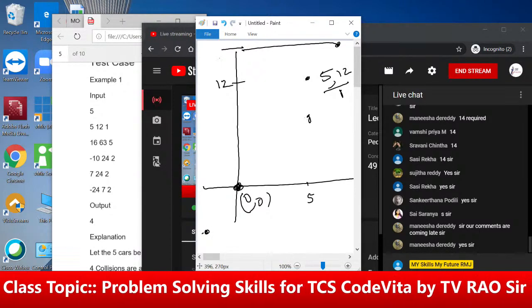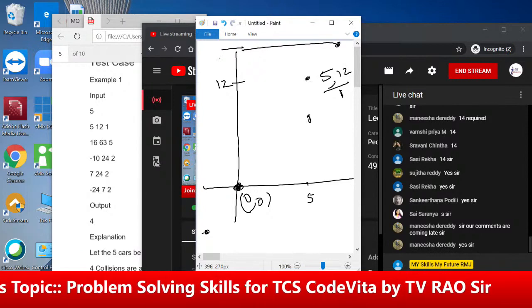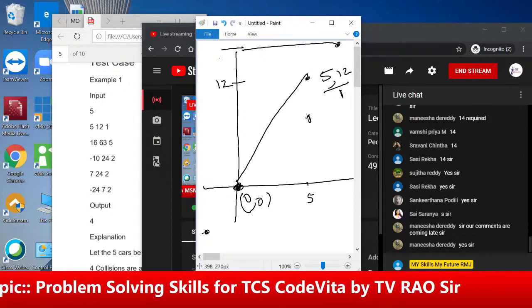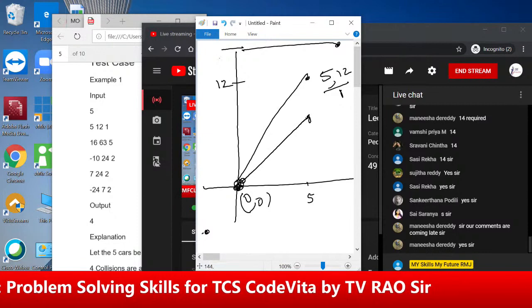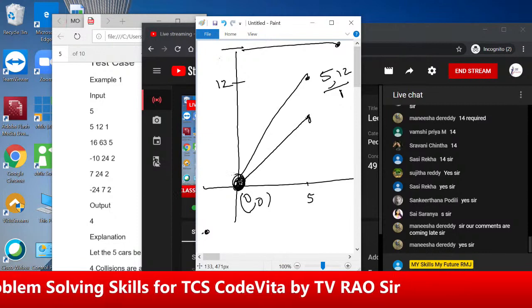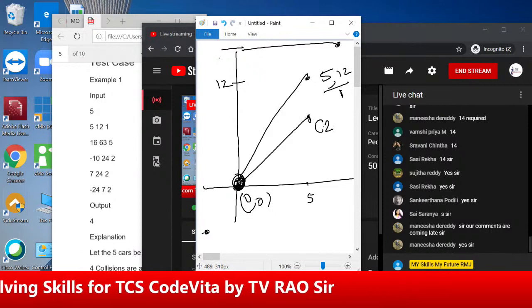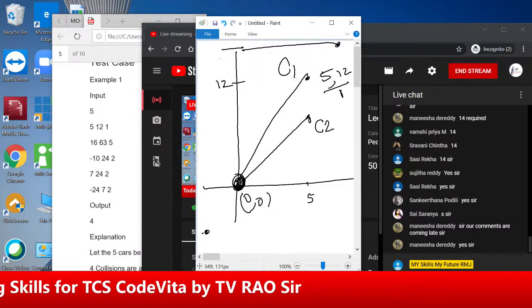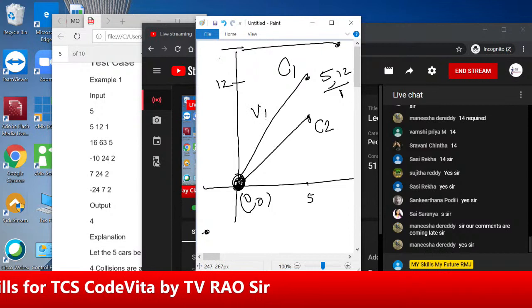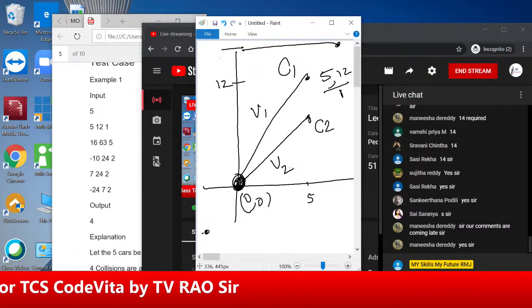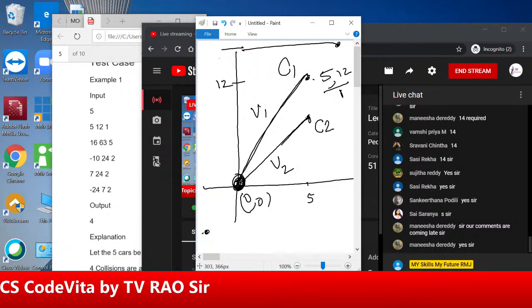Okay. We need to find out if these two cars will reach the origin at the same time. If they do, they will collide. Say car 2 is here, car 1 is here, traveling with different velocities. If they cover this distance at the same time and reach this point at the same time, they will collide. Okay? Now look here.